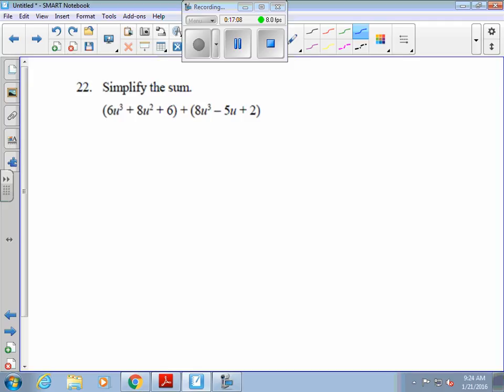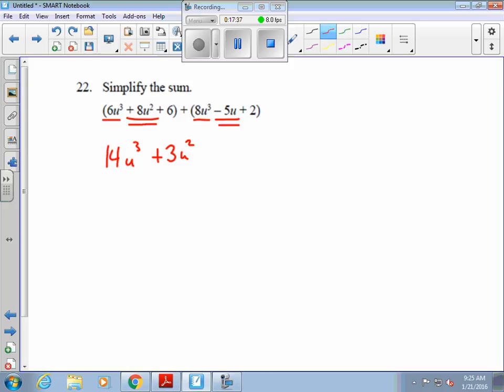Okay, number 22, simplifying the sum. So you're not changing signs for these. But again, same thing holds true. To keep it standard form, start with the biggest degree. 6u to the third plus 8u to the third. You can add 6 plus 8 and get 14u to the third. 8u squared plus a negative 5u. Remember, plus a negative just means minus. So 8 minus 5 is a positive 3u squared.